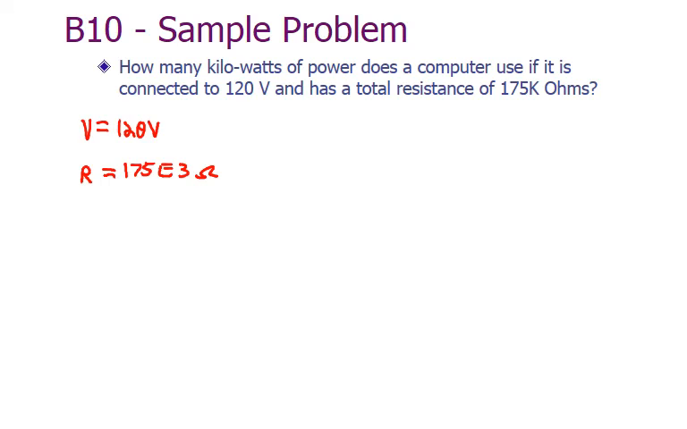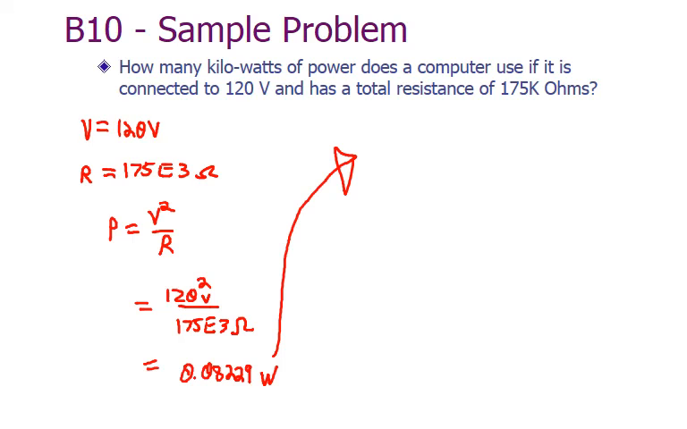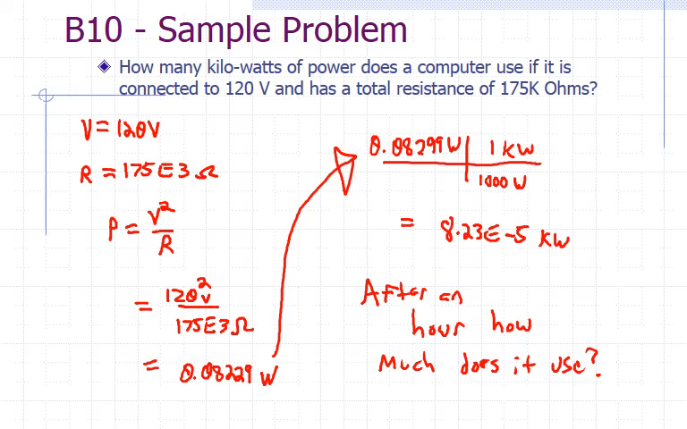Okay, so 120 volts, we've got a resistance, and we can find our power this way. So 0.08229 watts, and we convert to kilowatts, and that's how many kilowatts we have. And then after an hour, how much do we use? So you can try that as well. So go ahead and pause the clip again and give that a try, and when you're ready to check, you can hit play to continue.